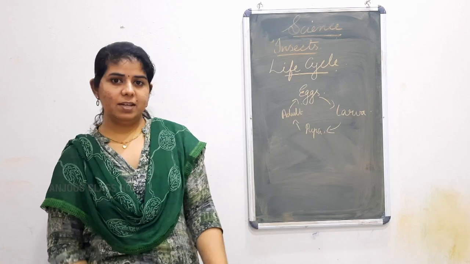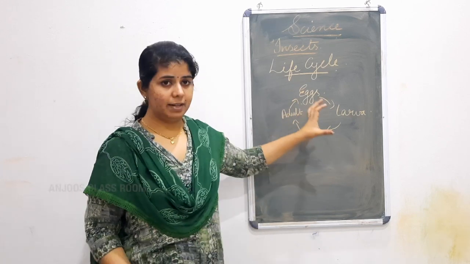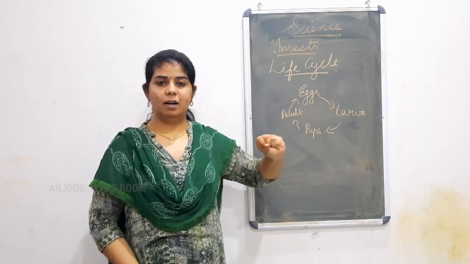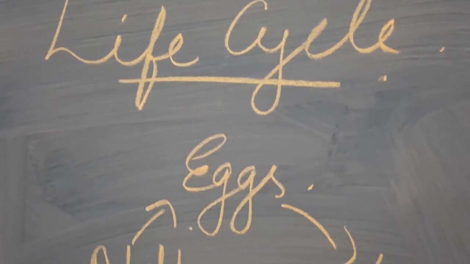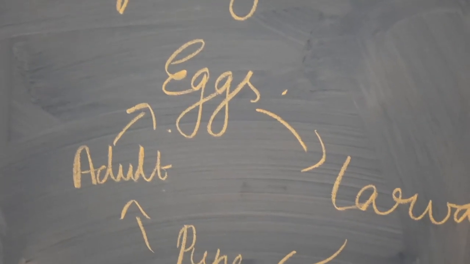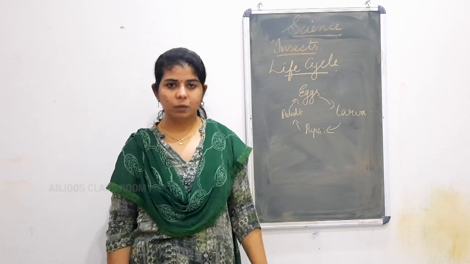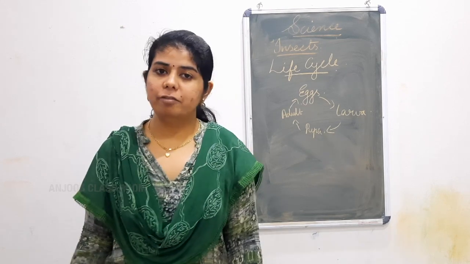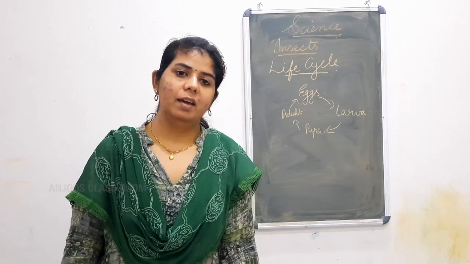So there are four life stages in how it changes into an adult: egg, larva, pupa, and the adult. Okay, so this is the life cycle of a honeybee.